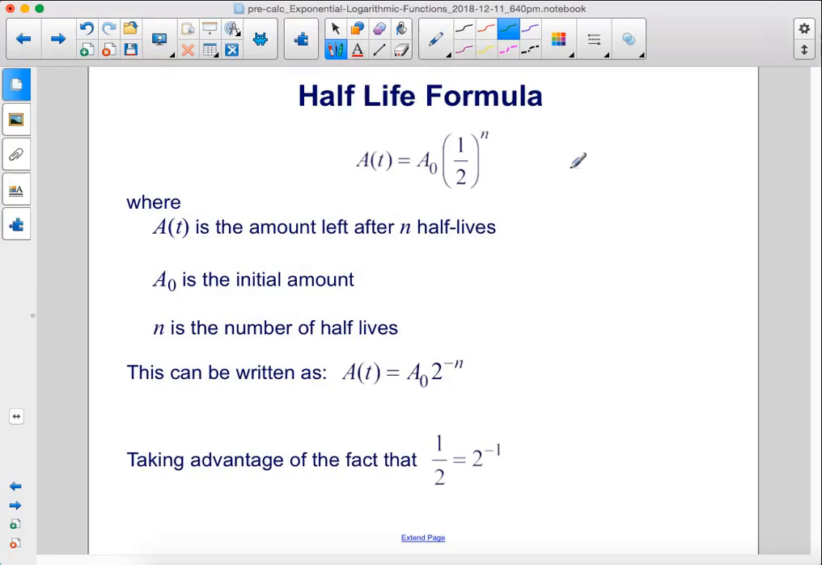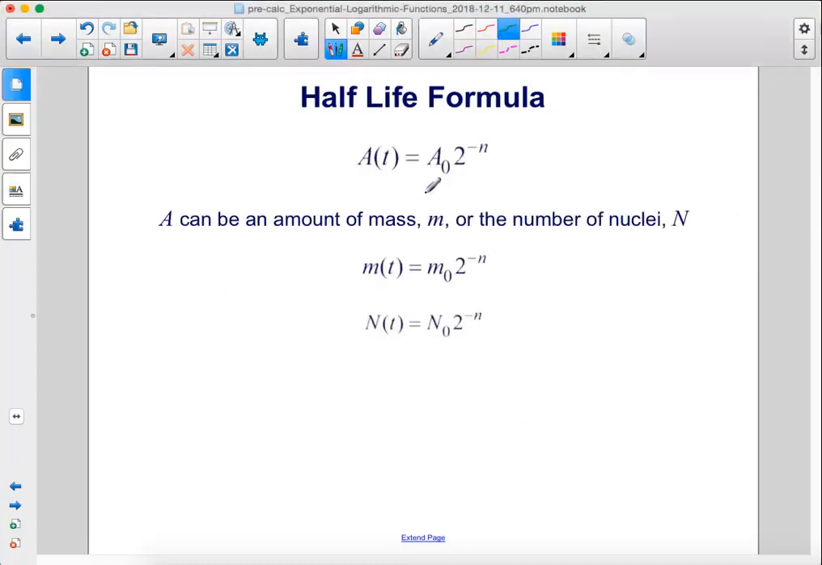Here we have the half-life formula. A of t equals A naught times (1/2) to the n power, where A of t is the amount left after n half-lives, A naught is the initial amount, and n is the number of half-lives. This can be written as A of t equals A naught times 2 to the negative n power, taking advantage of the fact that 1/2 equals 2 to the negative 1 power.